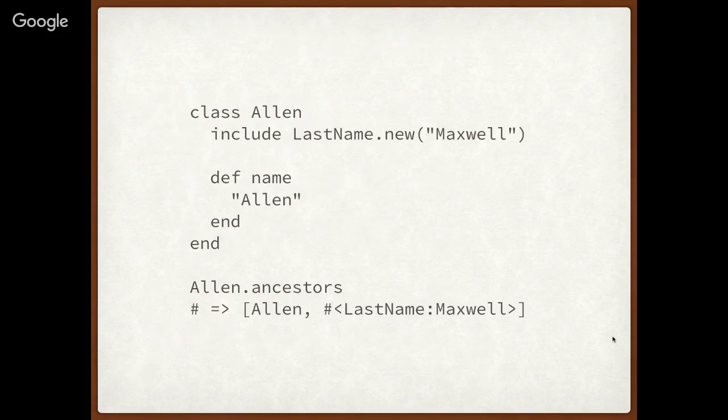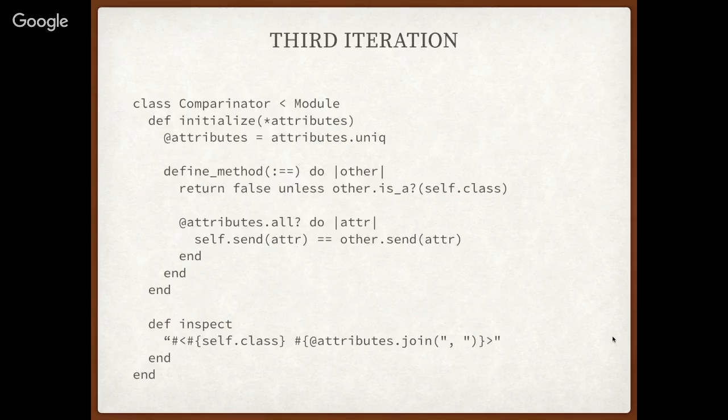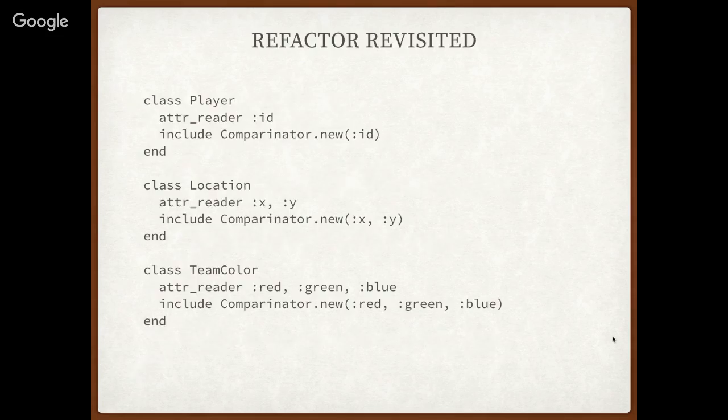So taking that module-ness that we've just played around with, let's take those ideas and apply it to our first problem. So I've got my third iteration, class Comparinator, inherits from Module. I initialize with some attributes. The code looks pretty much the same. I decide to do an inspect, and that's pretty much similar to what I was doing before.